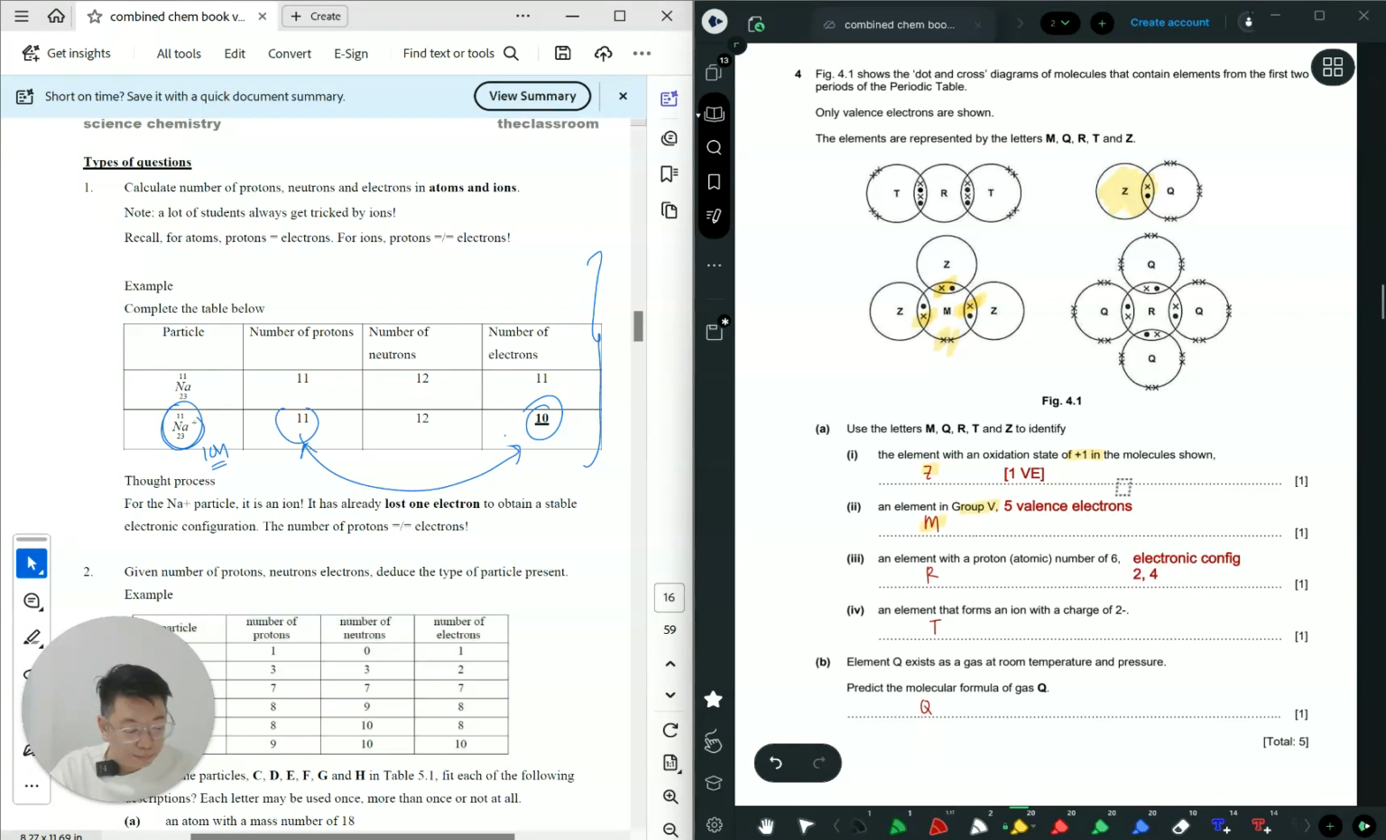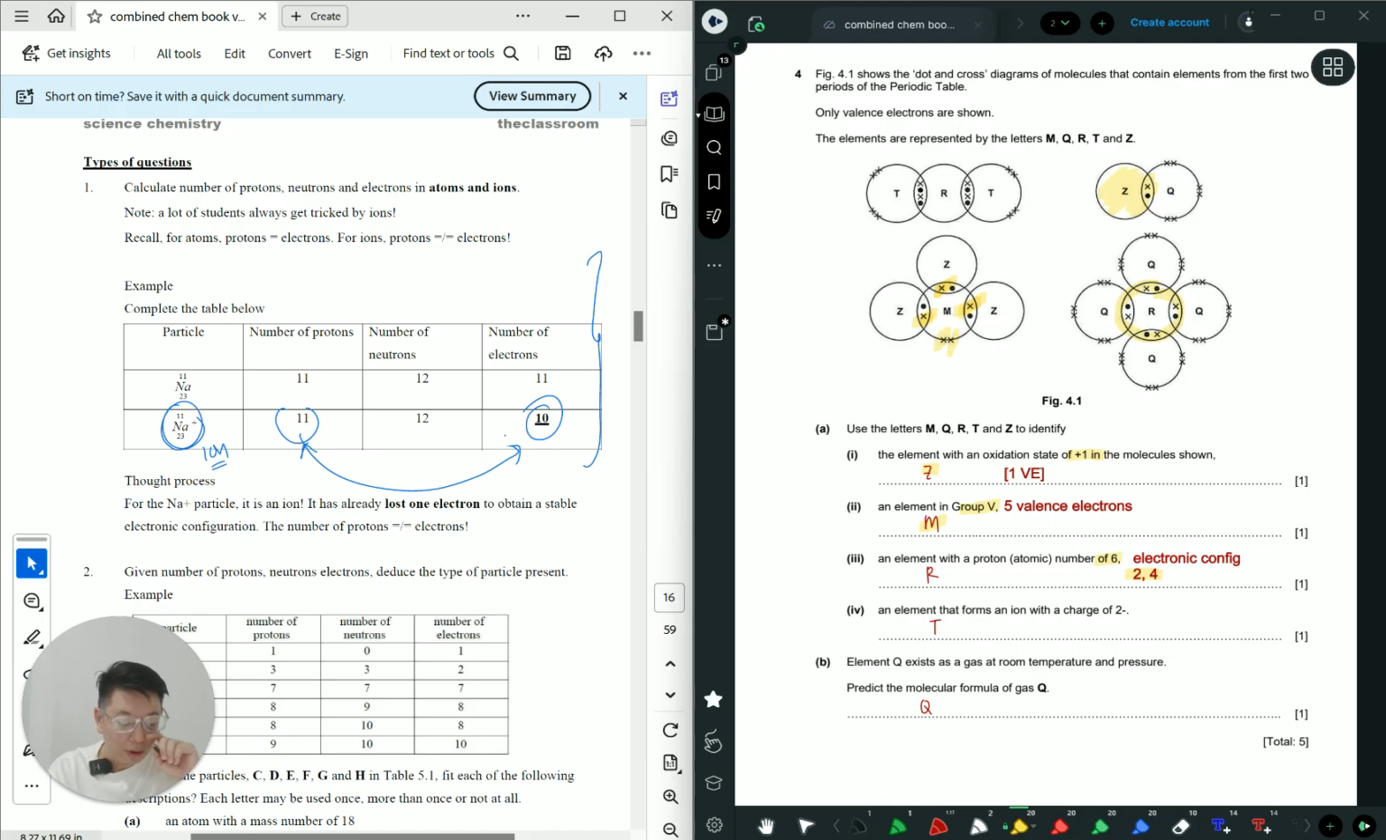But 2 is M. Okay, proton number of 6. Now how do you know that? So if there are 6 protons, there must be 6 electrons. Agreed? If there are 6 electrons, electronic configuration will be 2.4. So 2, 4 means that there are 4 valence electrons, correct? So you want to look for something with 4 valence electrons, and your answer is R. R has 4 dots. R has 4 valence electrons.